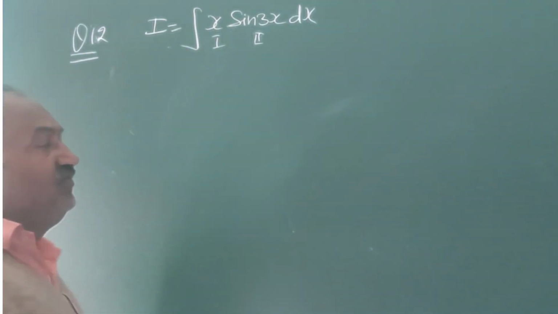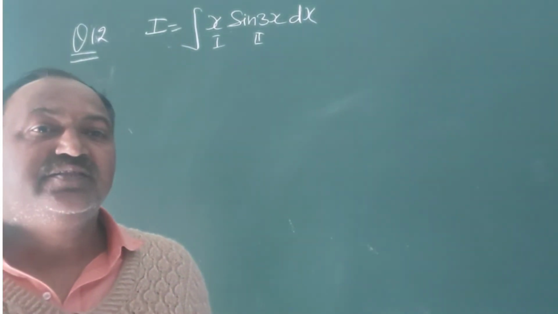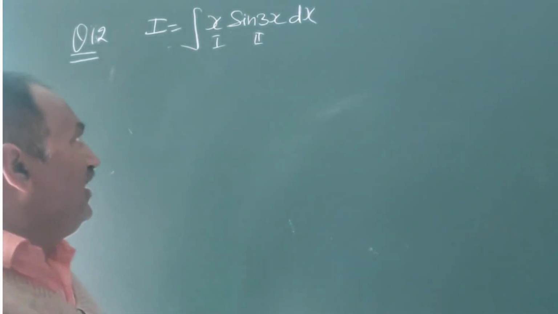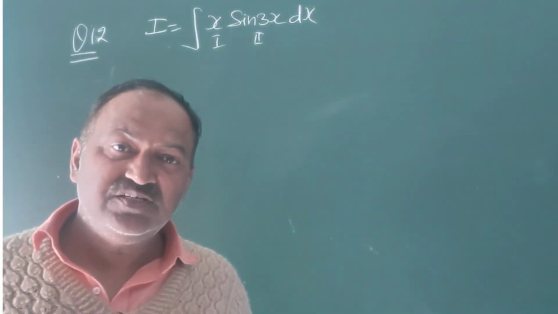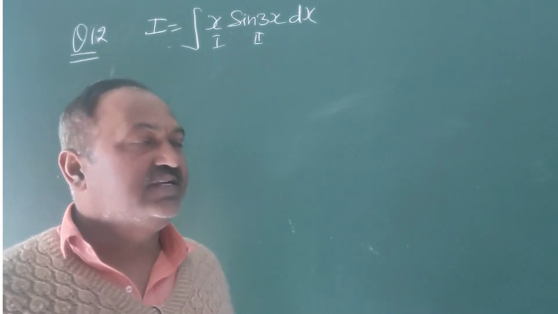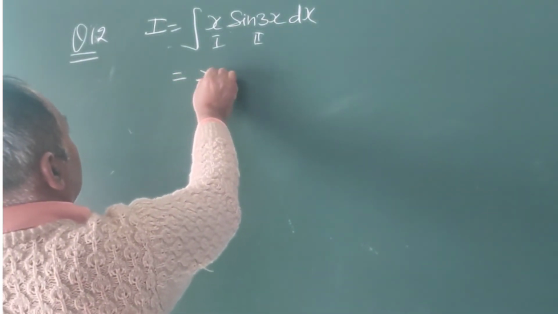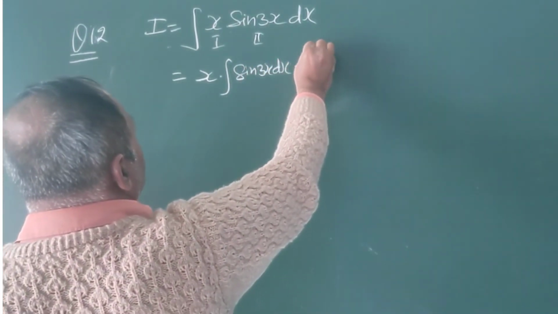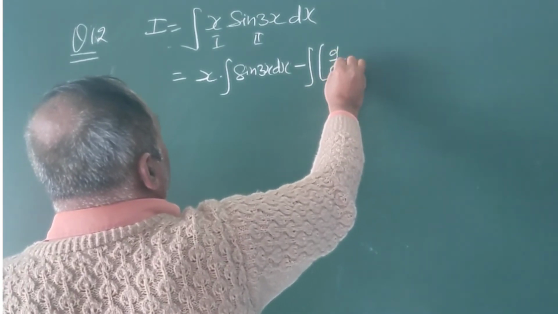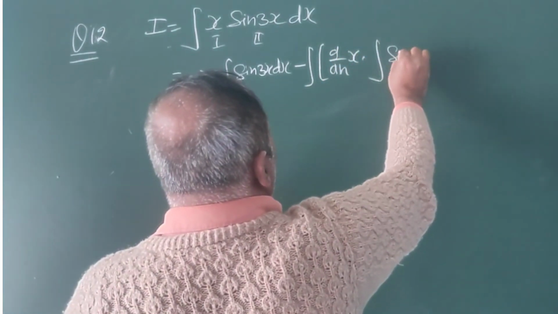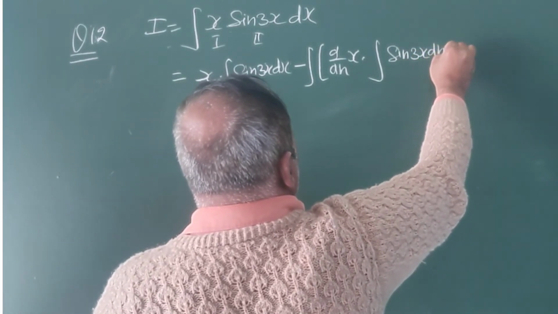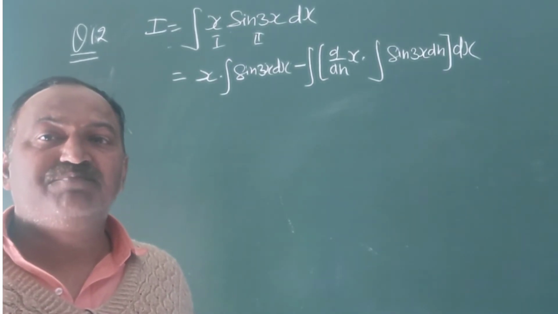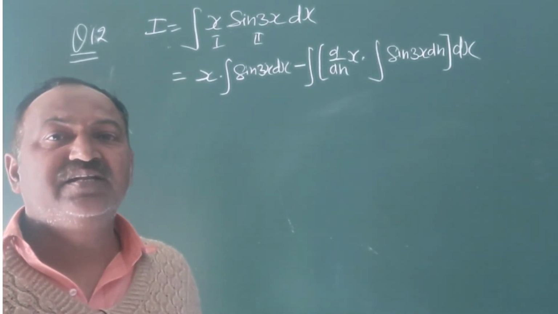Now question number 12, integrate x into sine 3x. Here we have to apply the integration by parts, taking algebraic x as the first function and trigonometrical function as the second. Apply the formula. First function as it is, integration of sine 3x into dx minus integration of derivative of x, integration of sine 3x dx and whole integration. By applying the formula of integration by parts and taking x as the first and sine 3x as the second.